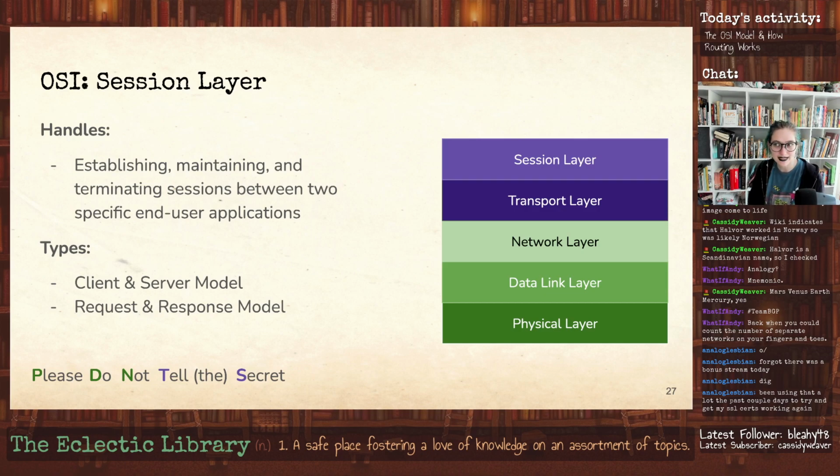Next up, we've got the session layer. So if the transport layer was responsible for deciding the method of communication between two devices, the session layer is responsible for establishing and maintaining connections between two user applications on those devices. You're no longer dealing with individual devices at the session layer. You're dealing with the actual applications that are sending stuff to each other.